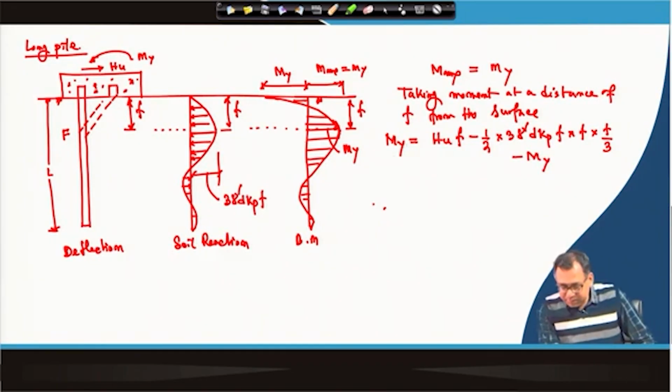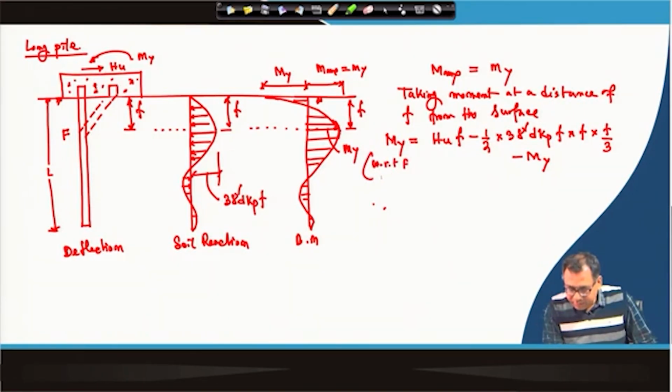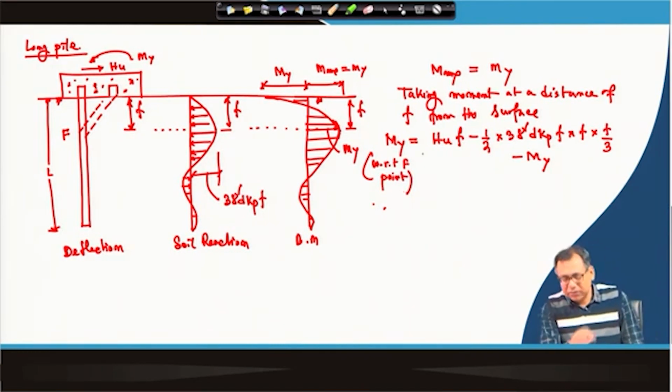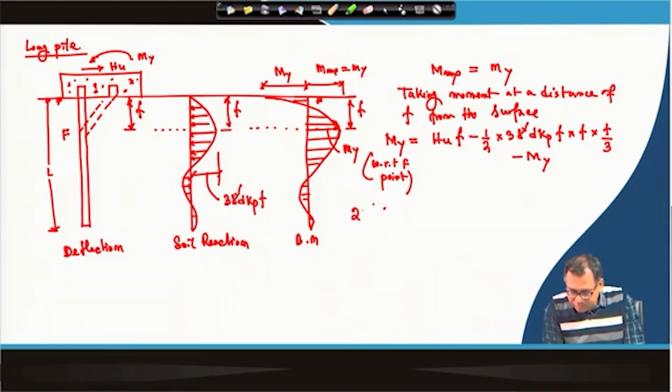So, this is the moment with respect to the F point, and that is also the yield moment. So, we can write that 2 My will be equal to F u h u into F minus... So, this is nothing but F.